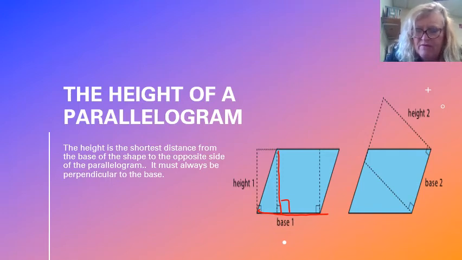And over here, notice this line is our, what I call the slanted line, base 2, but the height then has to be perpendicular, and notice it goes to the opposite side, forming a perpendicular angle between the base and the height. Both of these are correct drawings showing the base and the height of a parallelogram.